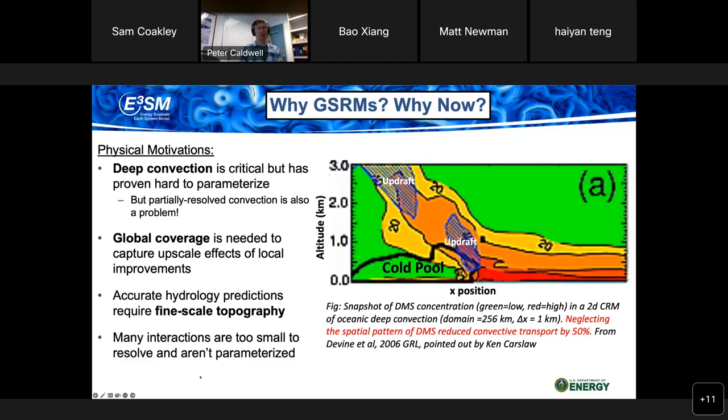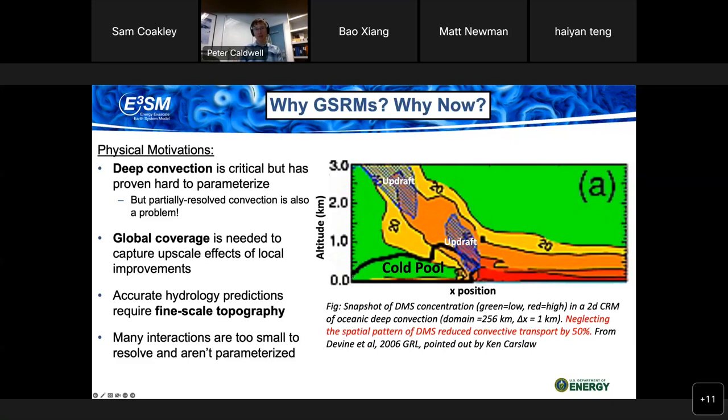And then another thing I want to mention in terms of this graphic on the right is that, in addition to these main issues, there are just so many interactions that occur and are really important in the atmosphere, but they occur on grid scales that are much, much smaller than 100 kilometers by 100 kilometers. This example is showing dimethyl sulfide being emitted from the ocean surface. It's really important for cloud condensation nuclei and your cloud morphology.